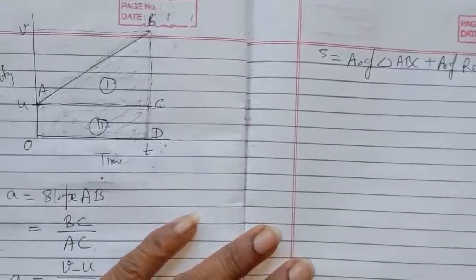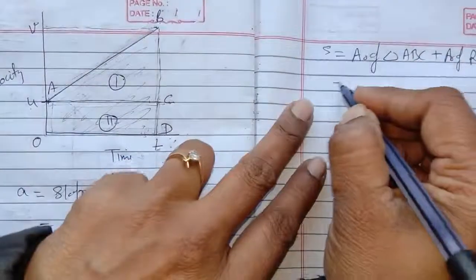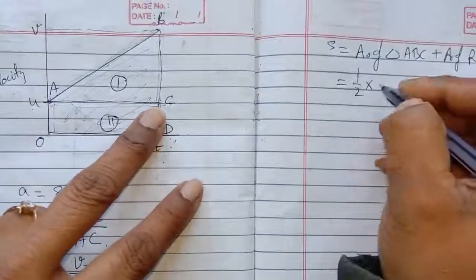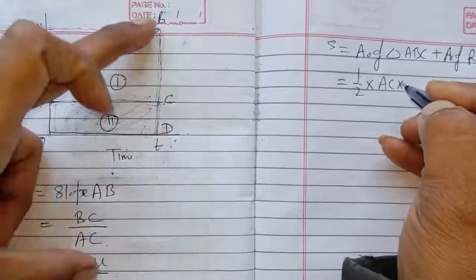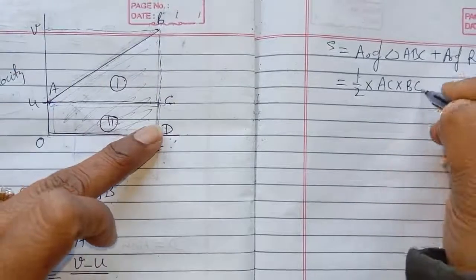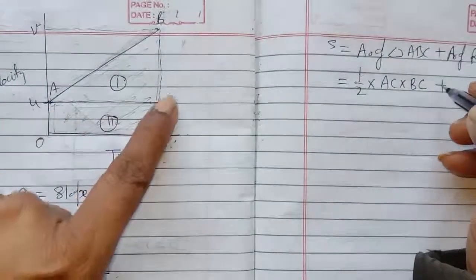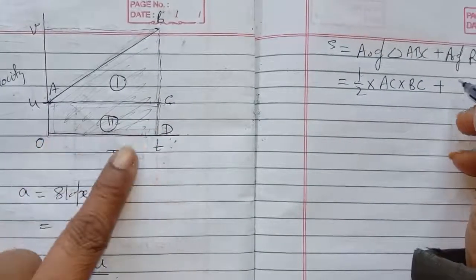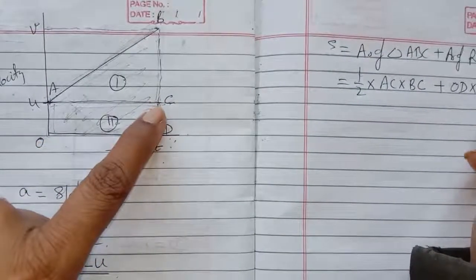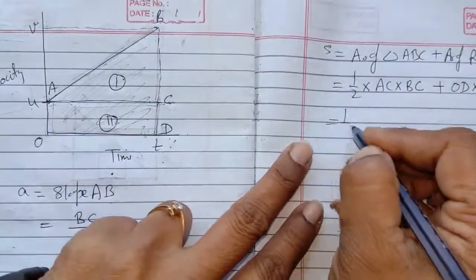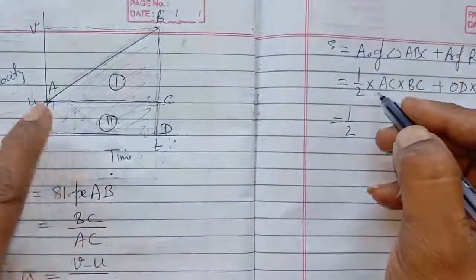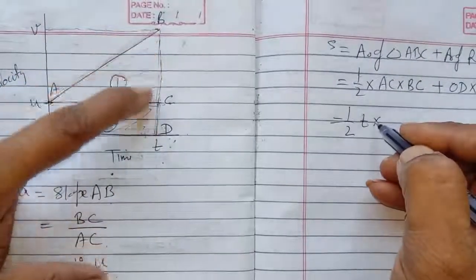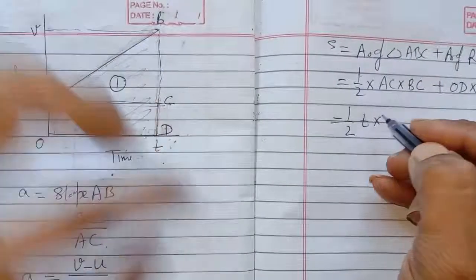Okay, so I am putting the values here. Area of triangle ABC will be 1/2 into base, which is AC, into height, which is BC. Plus area of rectangle will be length into breadth. So length is OD multiplied with CD. So we can put the values of these quantities. AC is how much? It is t. Into BC, which is v minus u.